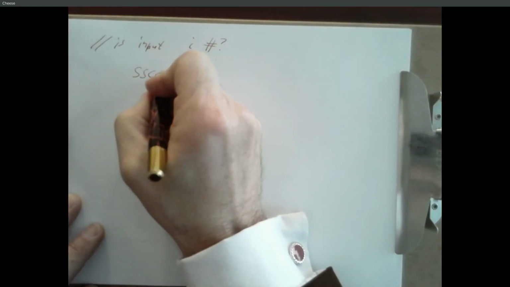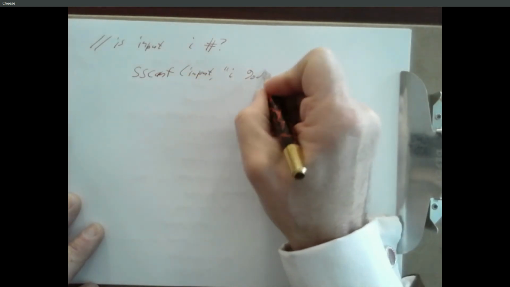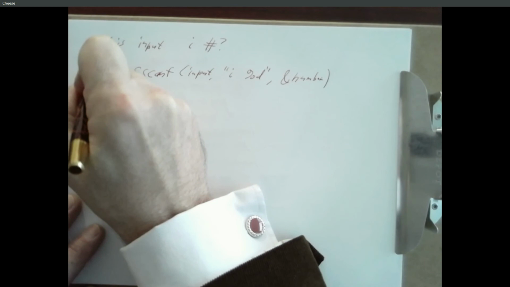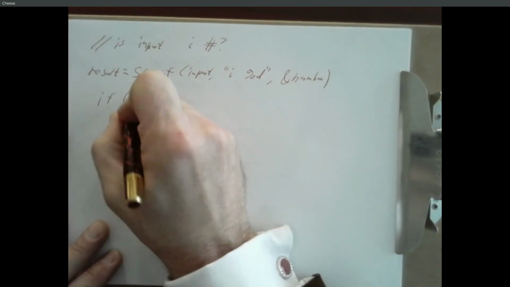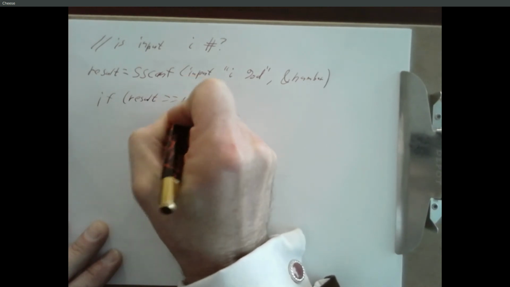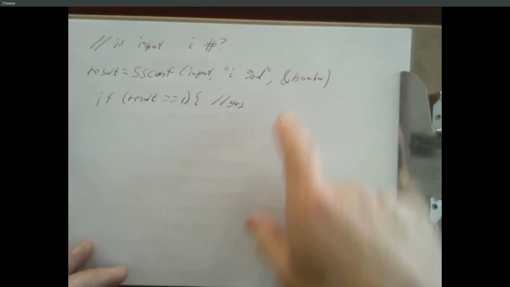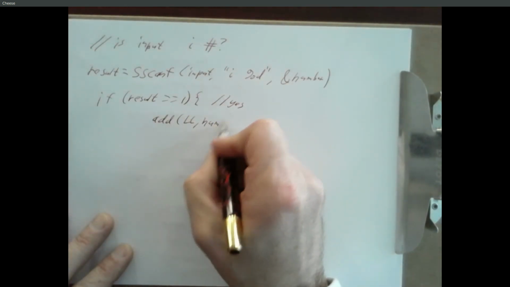So is input I followed by a number? scanf input, quote, I space %d, comma, address of number, and save the return from scanf in an integer like result. If result equals 1, then yes, input is exactly I followed by a space followed by an integer. And that integer value is in number, so we can just say add ll, comma, number.